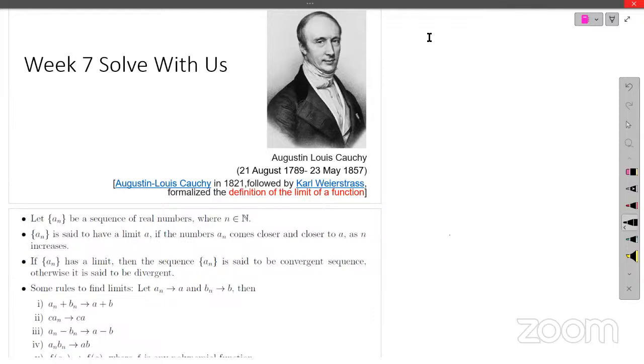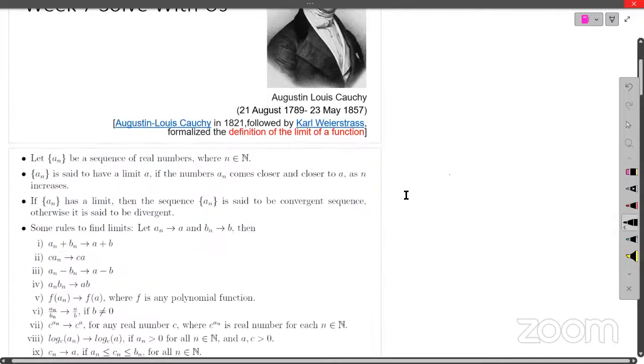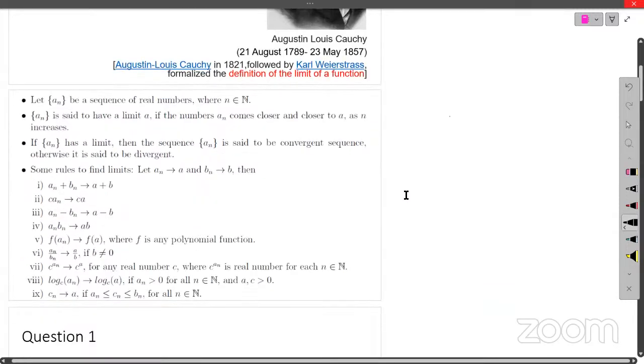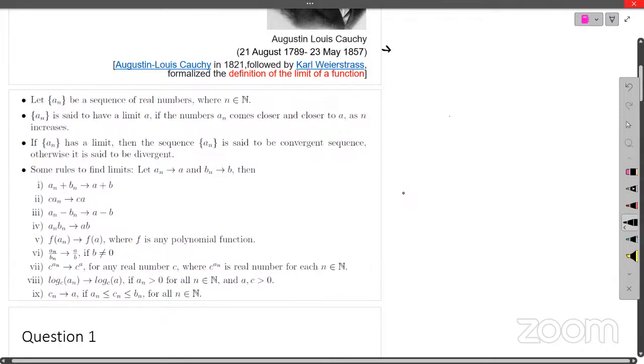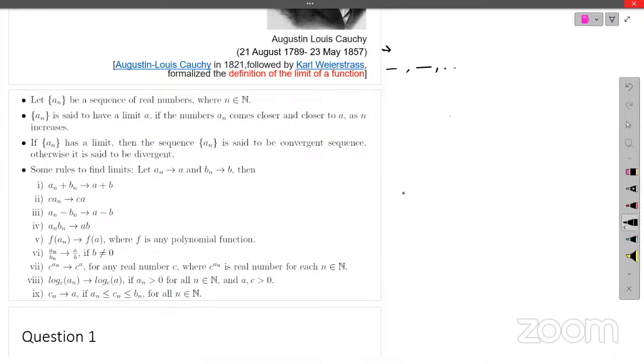Okay, so let's try to solve some questions. But before that, let's recall some of the facts about the limit of a sequence or limit of any function. So let's start with the definition of a sequence. What is a sequence? Informally, it's nothing but a list of numbers. Any list, you can think of that list as a sequence.